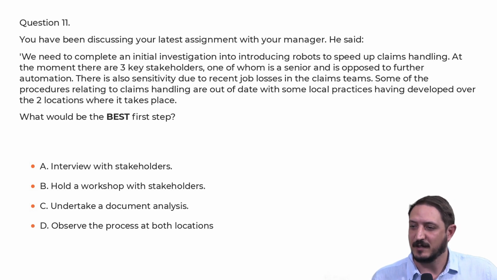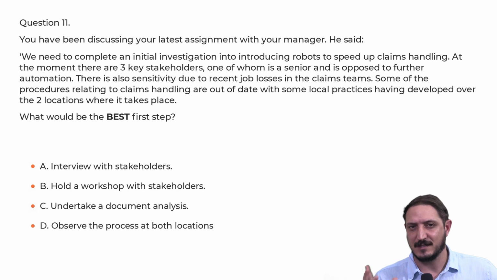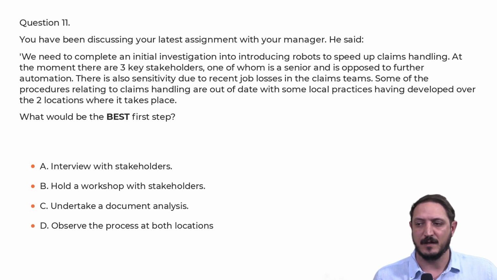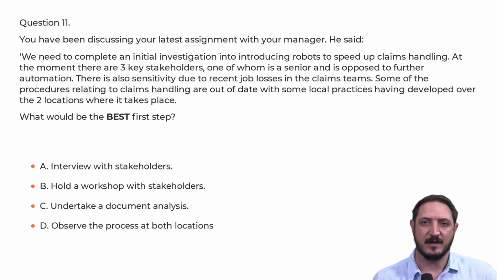So then if we continue reading the scenario, it says there is also sensitivity due to recent job losses in the claims team. So this whole sensitivity thing, the fact that he's opposed to it and there's sensitivity, so there's a bit of negativity in this organization, it's better to use a one-on-one style, because it's personal, it's more confidential. You can actually get more information in a private way. You can get their true perspective on it. Whereas if you're in a larger group of people, it's not really going to help. Even if you're observing a person.